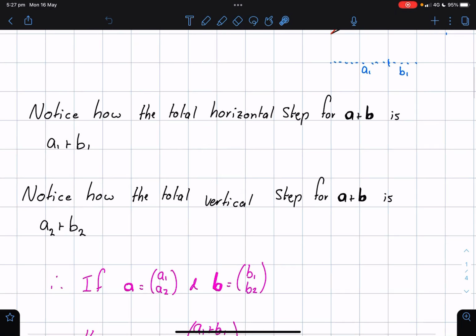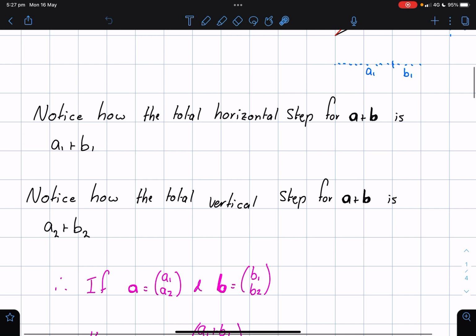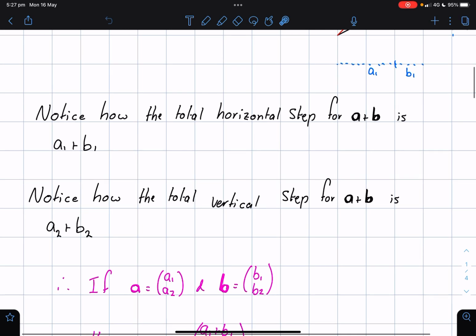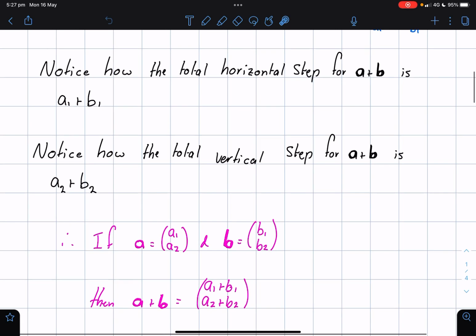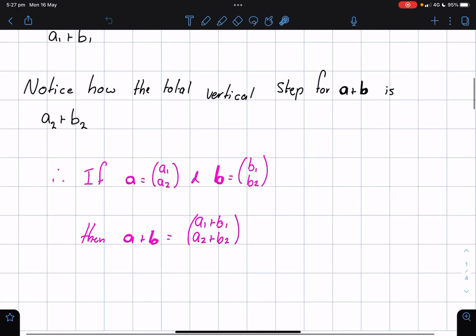That's exactly what I've written here. Notice how the horizontal step for A plus B is A1 plus B1. Notice how the total vertical step for vector A plus vector B is A2 plus B2. So if vector A equals (A1, A2) as our components and vector B equals (B1, B2), then vector A plus vector B is equal to (A1 plus B1, A2 plus B2). So we're just adding corresponding components. It's as simple as that.